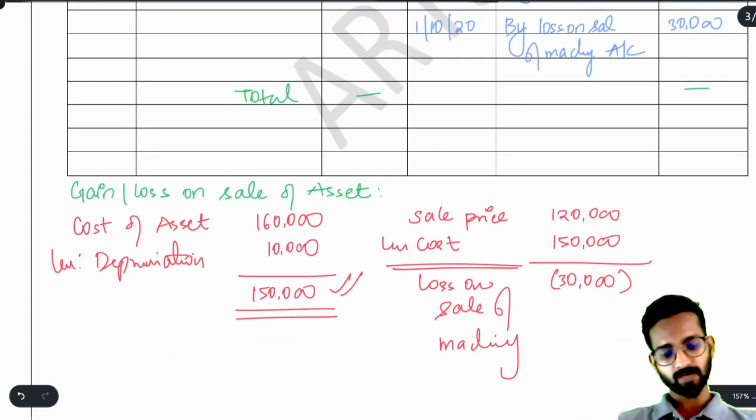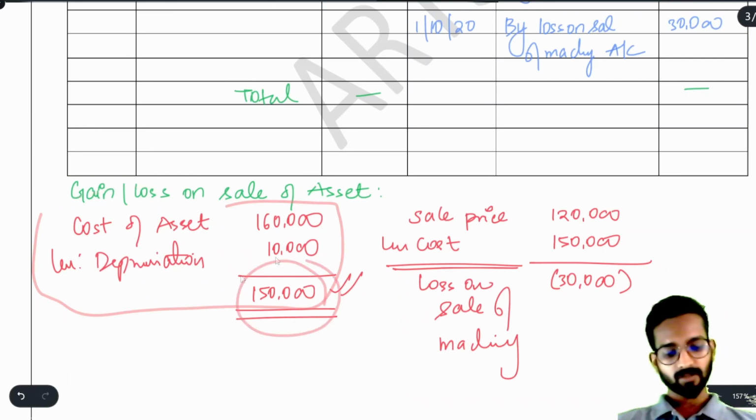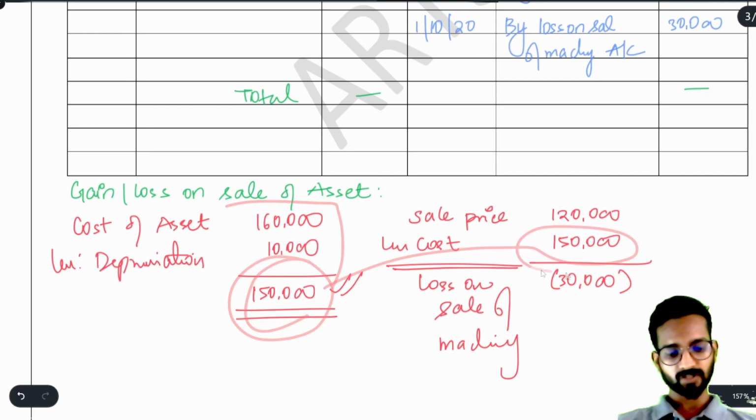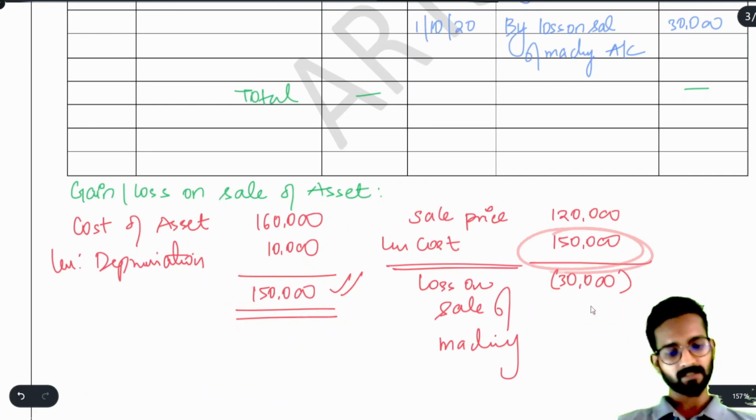Remember these steps to calculate gain and loss on sale of asset. How will we do this? I am explaining again. First, you will take the cost of asset less depreciation, which will give you the cost which we have to compare with the selling price. Now, this cost you will compare with your selling price, and if it is negative, it is loss. If it is positive, then it is gain.